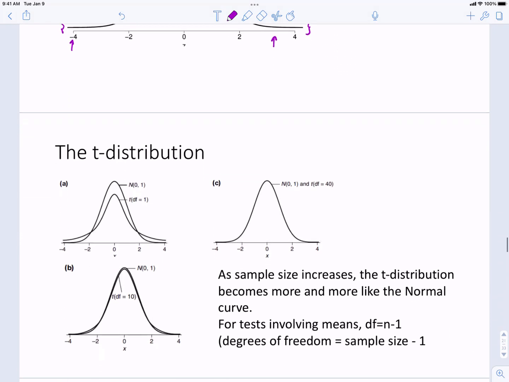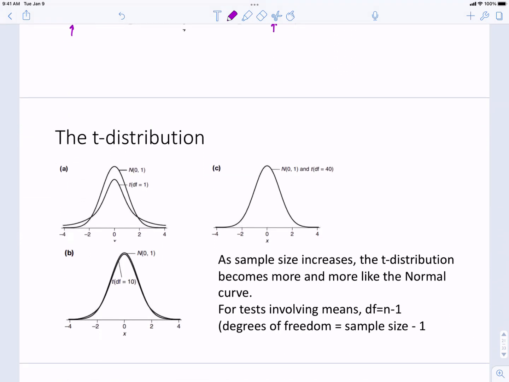So here are some pictures. This is a picture of the normal distribution and the t-distribution when you have 40 degrees of freedom. You can see that those curves look exactly the same. But here, you can see a normal distribution and a t-distribution when you only have 1 degree of freedom. And you can really see there that the tails are different for the two curves. But as the sample size increases, the t-distribution becomes more and more like a normal curve.